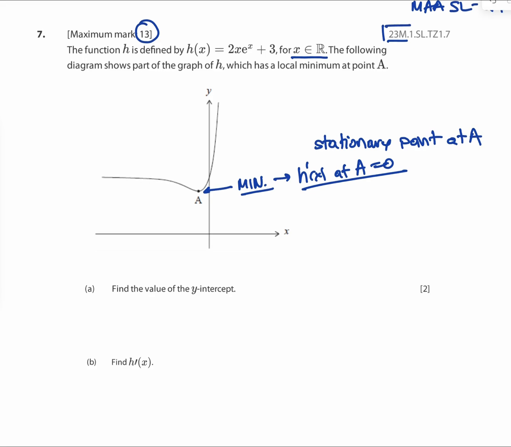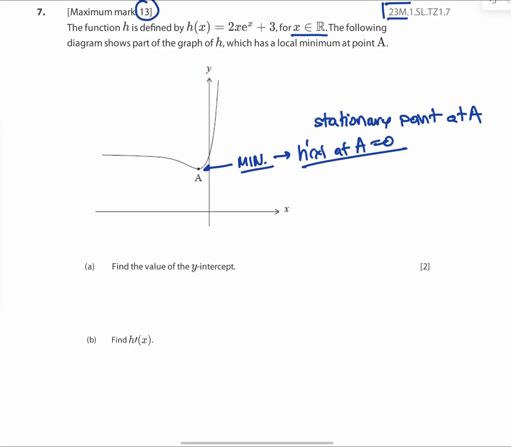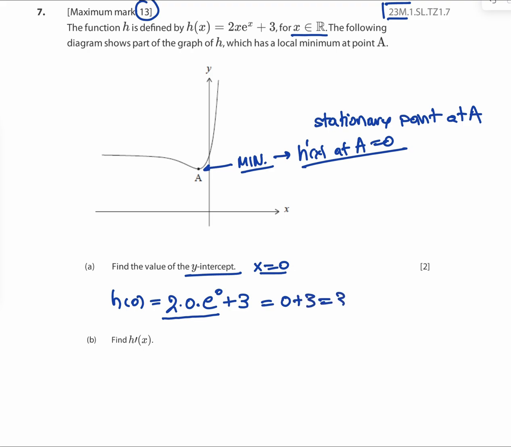To begin with, we need to find the y-intercept, and y-intercept means that it's going to be on the y-axis. Therefore, we have to substitute for x is equal to 0. So h of 0 would become 2 times 0 times e to the power of 0 plus 3. All of that first part would be equal to 0 because it's multiplied by 0. So the final answer is going to be 0 plus 3, which is equal to 3. So the y-intercept is going to be (0, 3).